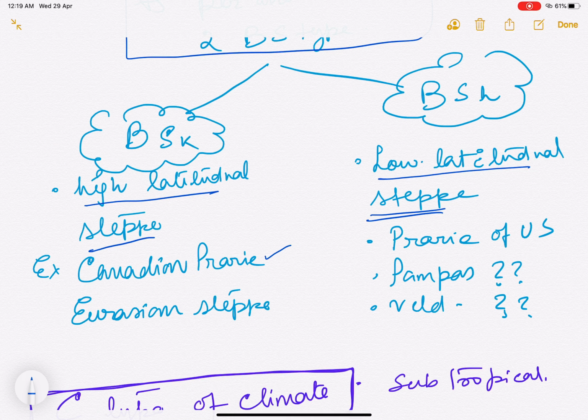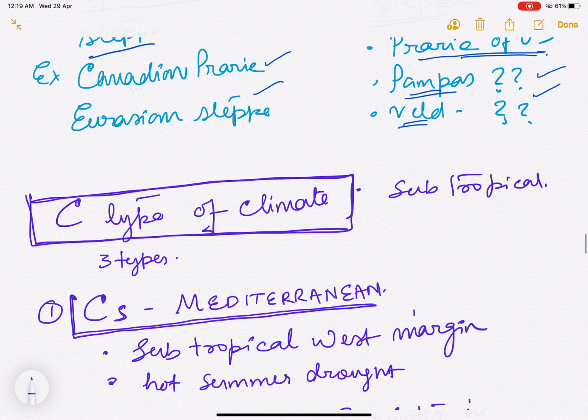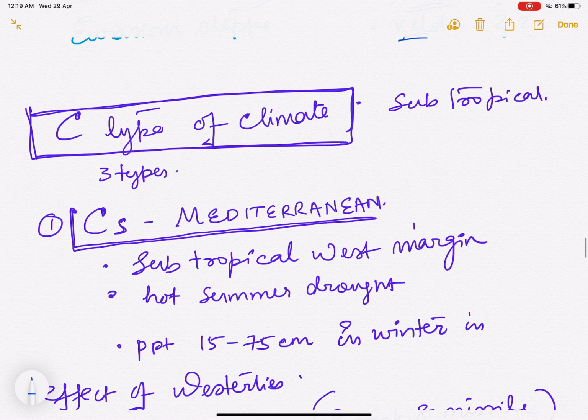The example of BSK is Canadian prairie, Eurasian steppe. And over here, the BSH examples are your prairie of US, we have the pampas and we have the veld. Again, I would request you to comment where is pampas and where is veld in the comment section.